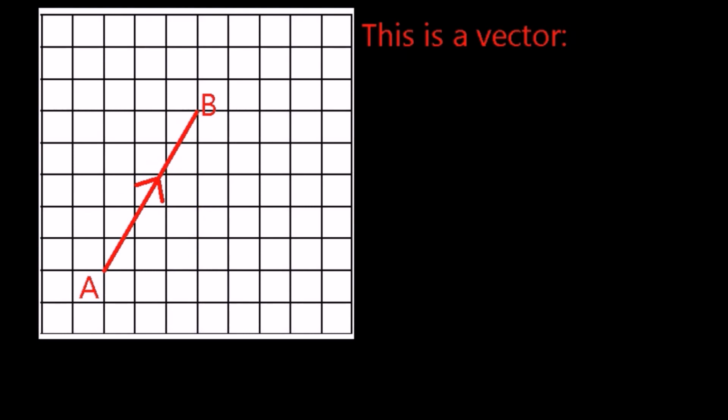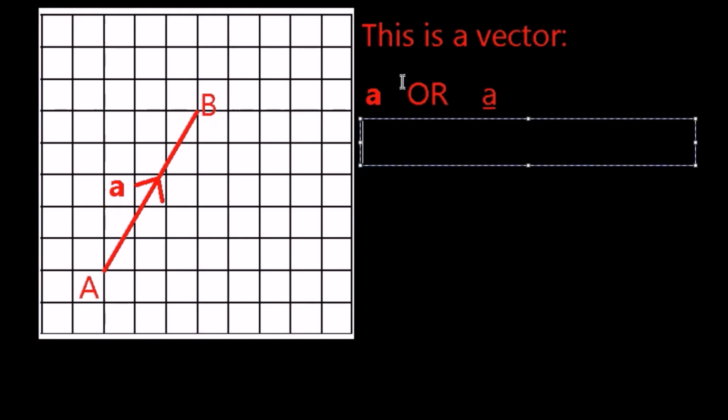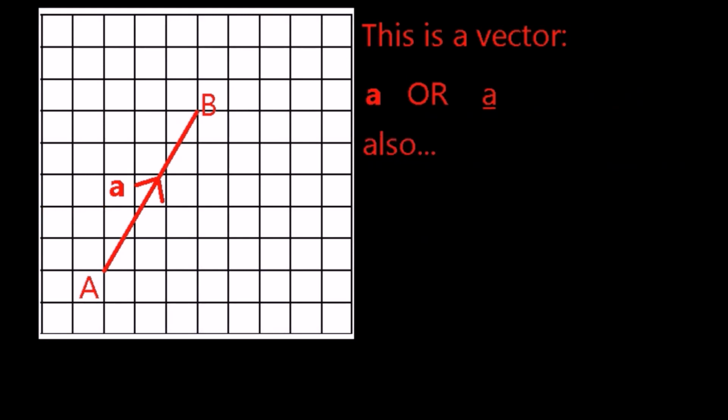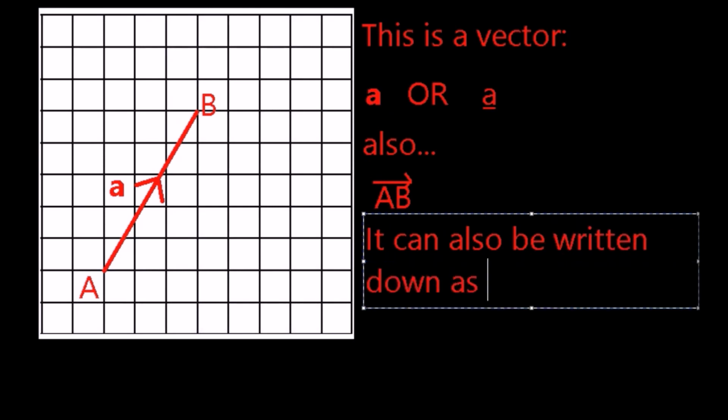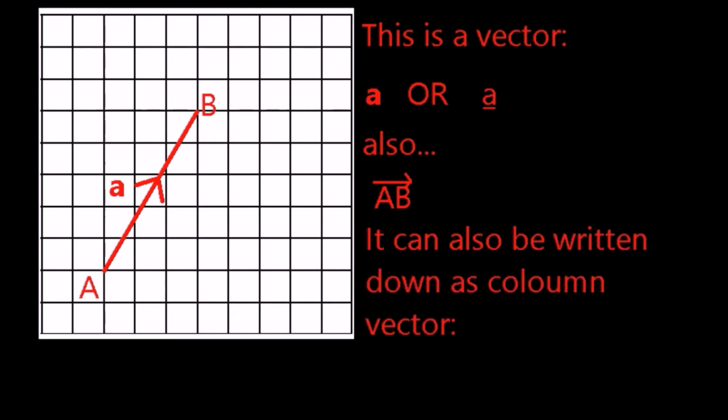We can name this vector with a letter, such as small bold a, or underlined a, if writing this by hand. We can also call it vector AB, since it goes from A to B. It can also be written down as a column vector, like this.